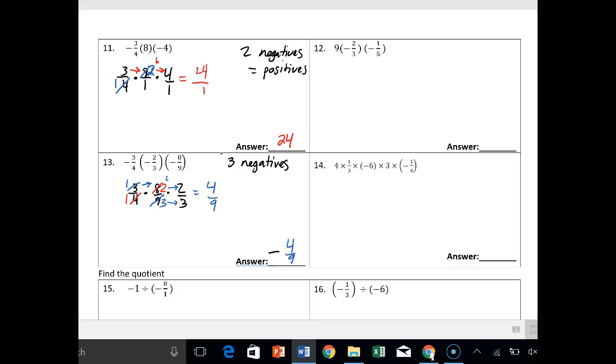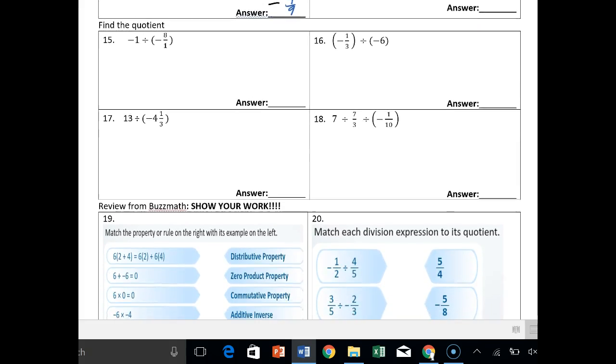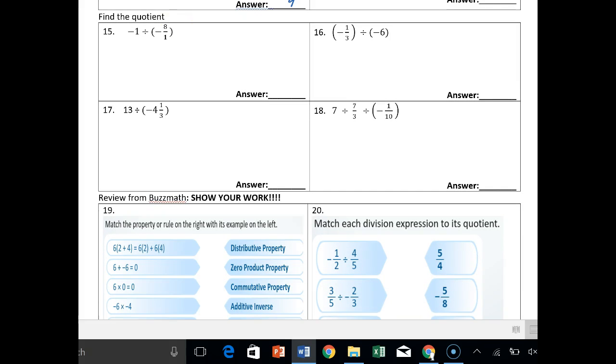All right, I'm going to let you guys do number 14. Again, look to use the commutative property of multiplication. In number 15, finding the quotient, remember you want to flip the second fraction and then multiply. So let's go ahead and do that. Negative 1, oh, so first of all I have 2 negatives, so my answer is going to be positive, so I don't have to worry about my negatives anymore.